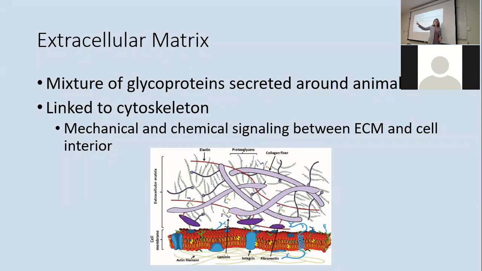So it's kind of like antennae or sensory organs for the cell, right? So you can have mechanical and chemical signaling between this ECM, the extracellular matrix, and the inside of the cell. So it allows the animal cell to sense what's around it, to react to what's around it. All right, so we've got this extracellular matrix around animal cells.